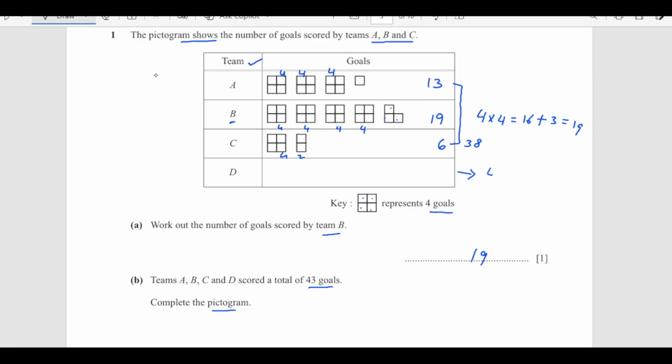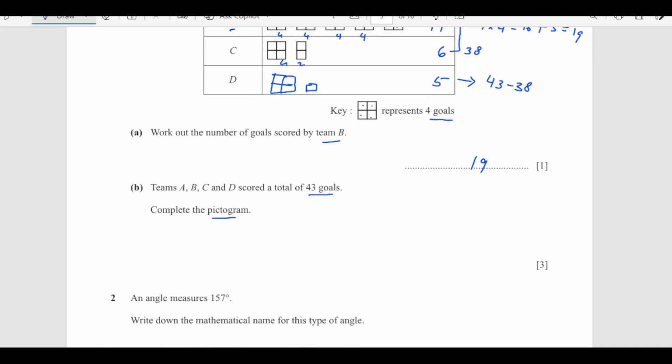And we are looking for this one here. For D it is going to be 43 minus 38. So we got 5. So we need to have 5 goals here. 5 goals will be represented by one square of 4 and one small square like this. So this is how you will complete the diagram, right?